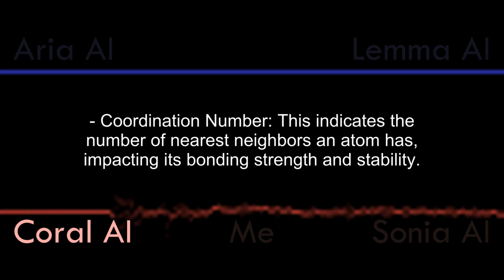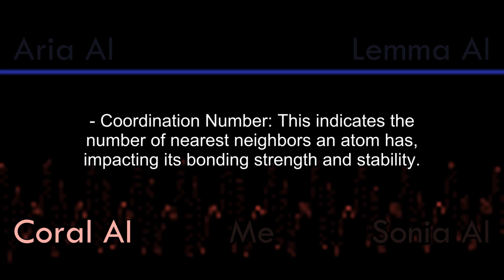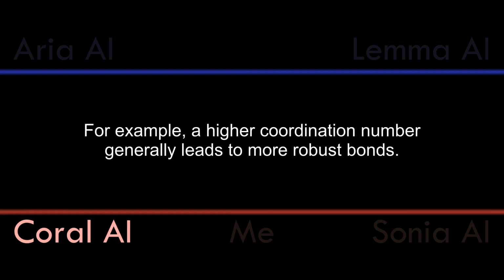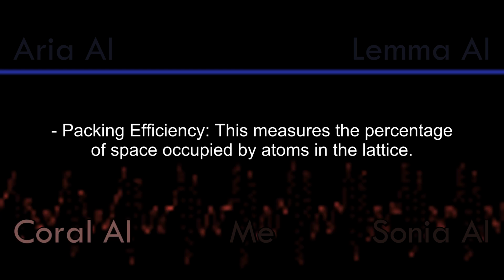Coordination number. This indicates the number of nearest neighbors an atom has, impacting its bonding strength and stability. For example, a higher coordination number generally leads to more robust bonds.